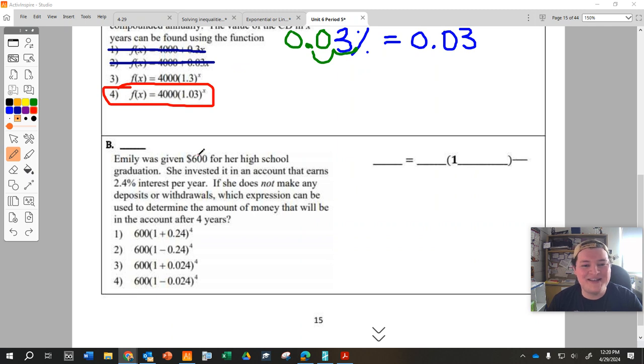Emily. She's given $600 for her high school graduation. I want to be Emily's friends and family. That's nice. She invested it in an account that earns 2.4% per year. If she does not make any deposits or withdrawals, which expression could be used to determine the amount of money that will be in the account after 4 years? Okay, let's craft it. I don't see f of x equals or a equals, so I'm just going to use a up here. A equals, the amount is.